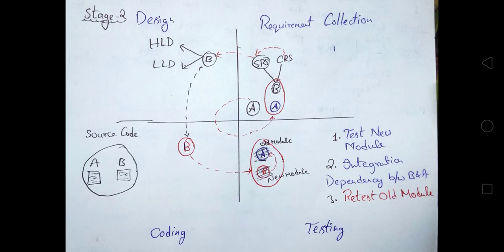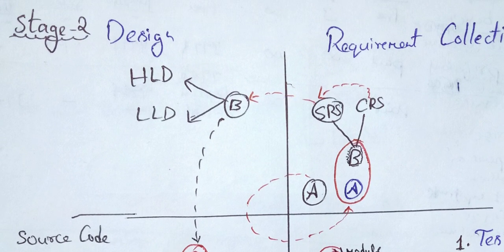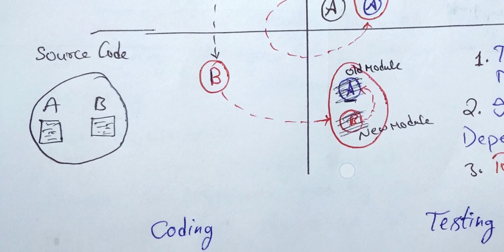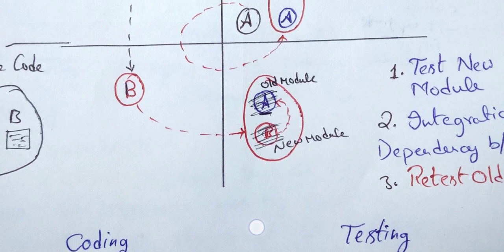Now stage 2. In stage 2, again the customer will give a new requirement. Same thing we do here. We convert CRS into SRS. The customer requirement specification will be converted into software requirement specification, and that is given to the design part. There again HLD and LLD of SRS will be developed, and this HLD and LLD will be given to the coding part. Here developers will write source code for it. After developing the B module, they will give it to us for testing.